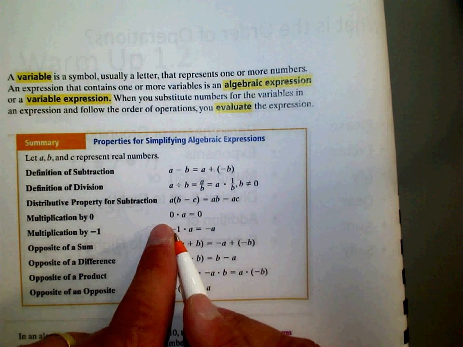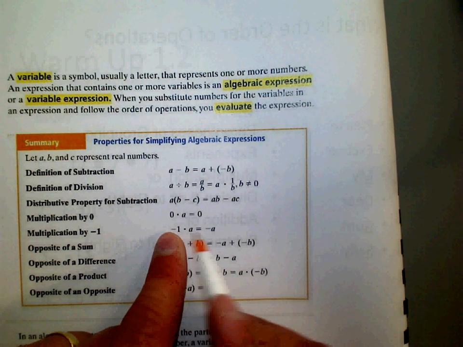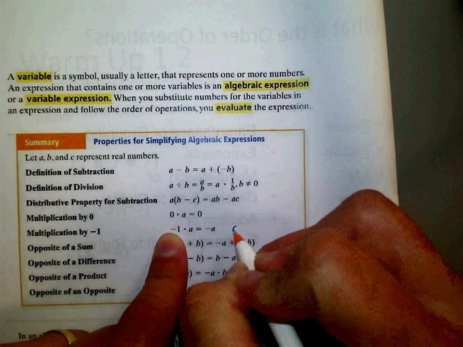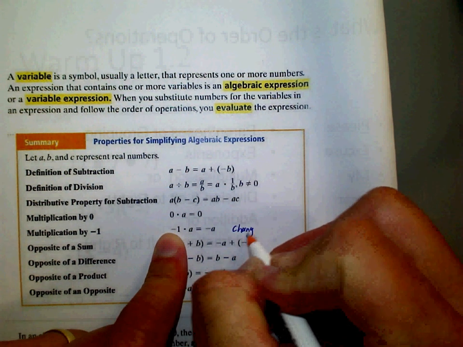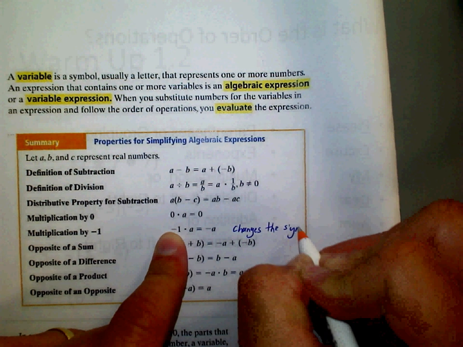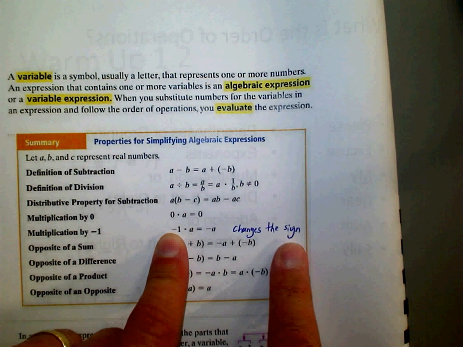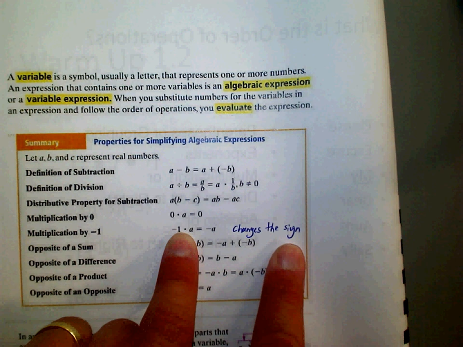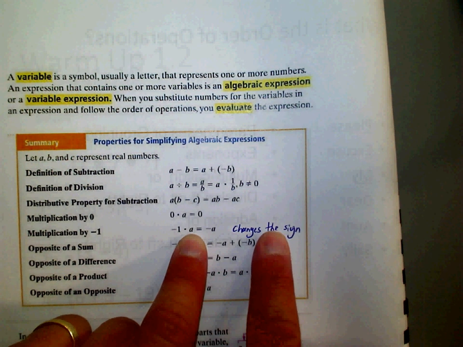So multiplication by -1, you can say right here, I like to add this, it changes the sign. You'll see that a lot. Keep that part simple. If a -1 is being multiplied to something, the sign will be changed.